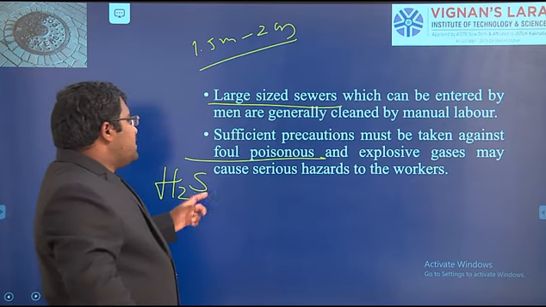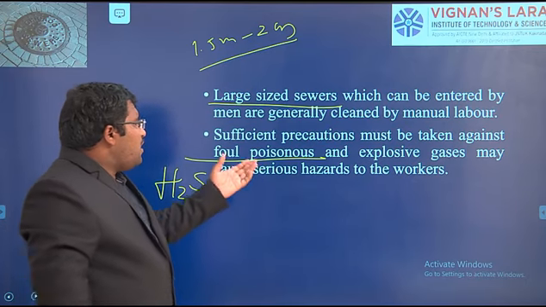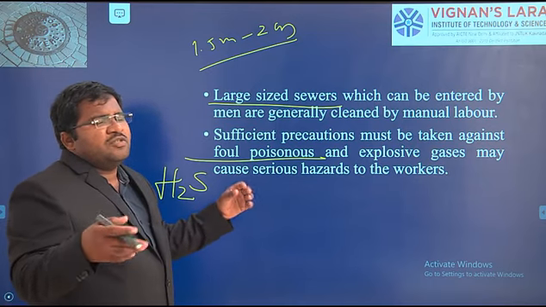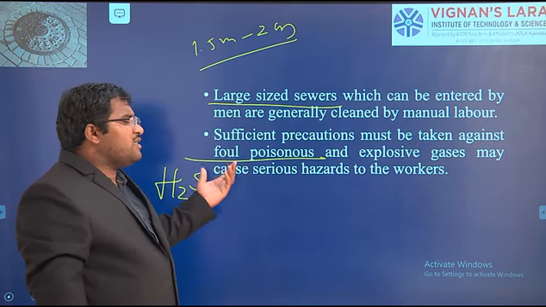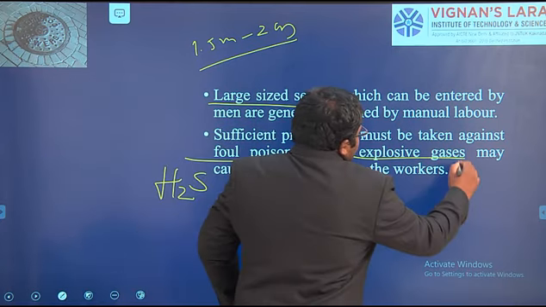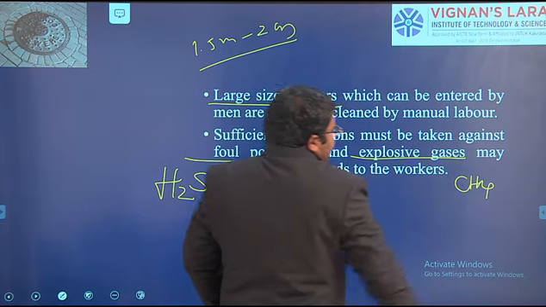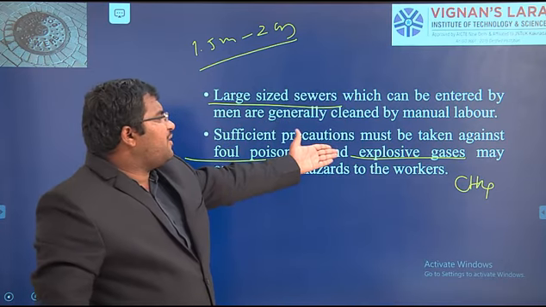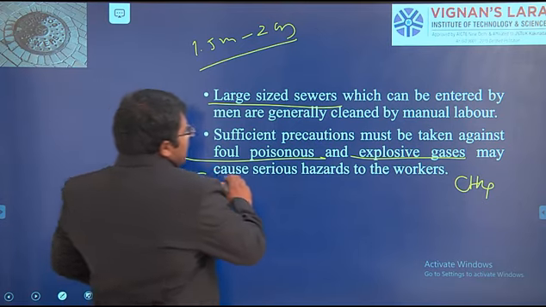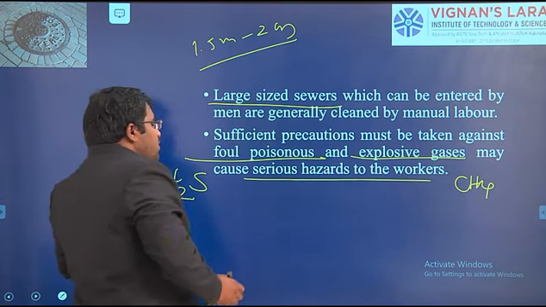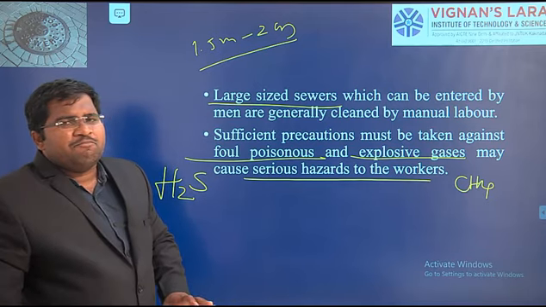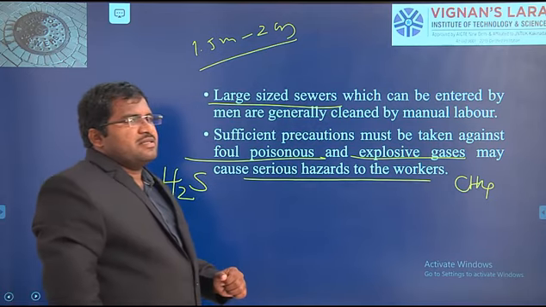So and explosive gases. Why will they die? All these poisonous gases will be there. There won't be any O2. Oxygen won't be there. So because of lack of oxygen, labor will die, right? So explosive gases. What is the explosive gas here? Methane, right? It is having some calorific value. Easily it can catch fire, right? May cause serious hazards to the worker. So whenever the workers are entering into the sewer pipelines, we have to take care about all these things. Okay.